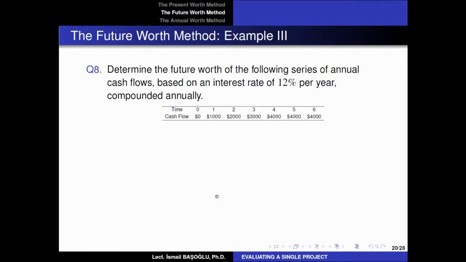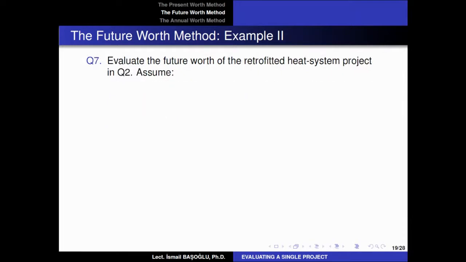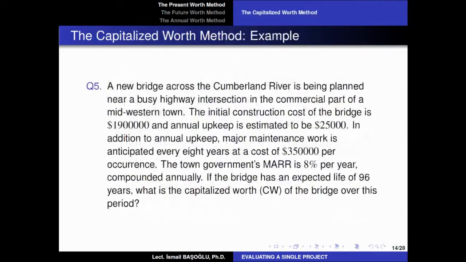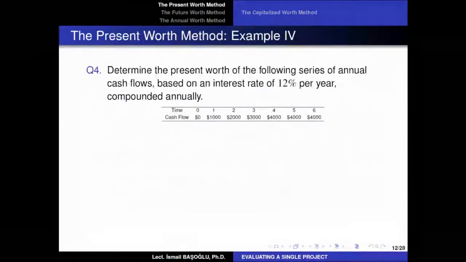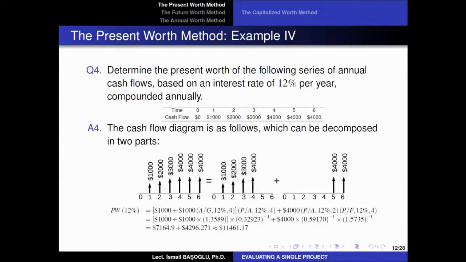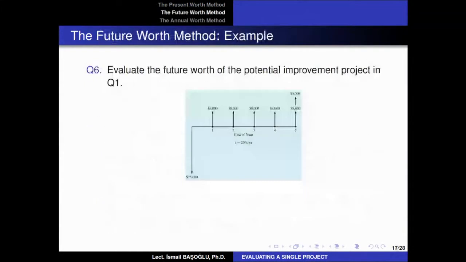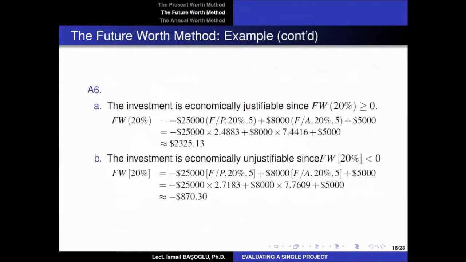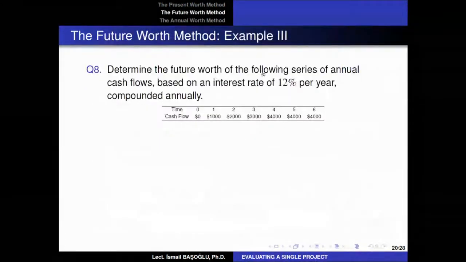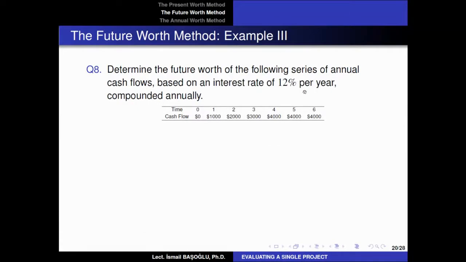Now, this is the same question as before. So this was actually question number 4. Question number 4. So we have a cash flow diagram like this. So question 8 is the same question, but this time we are being asked the future value under 12% interest rate, and it compounds annually.